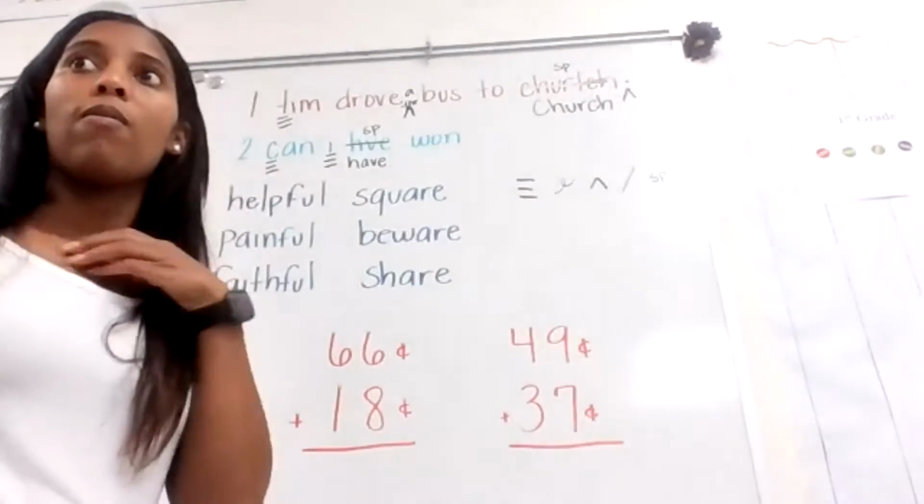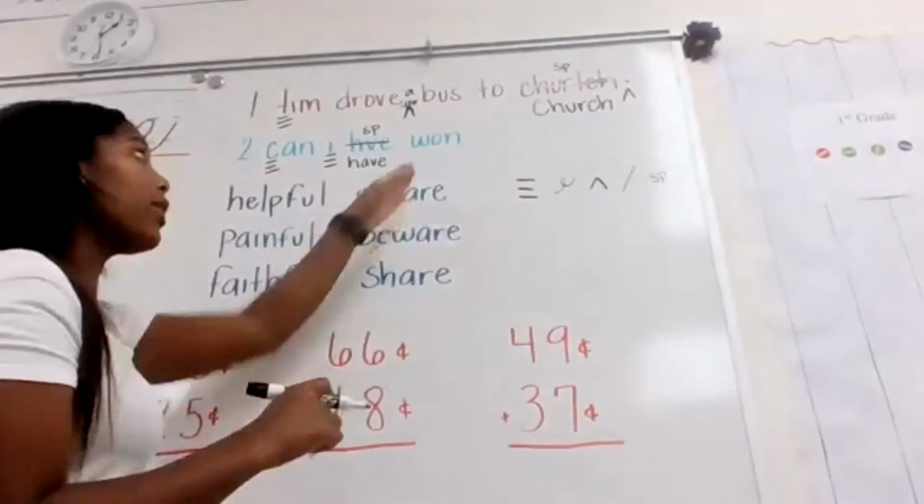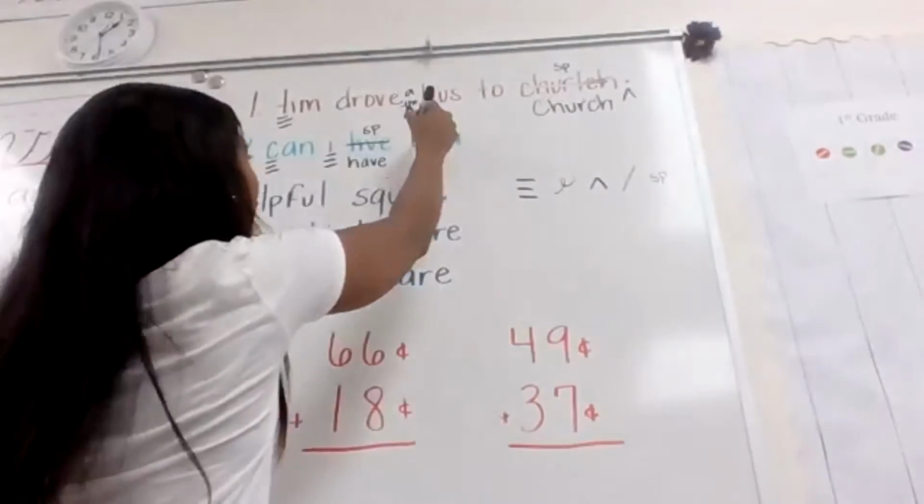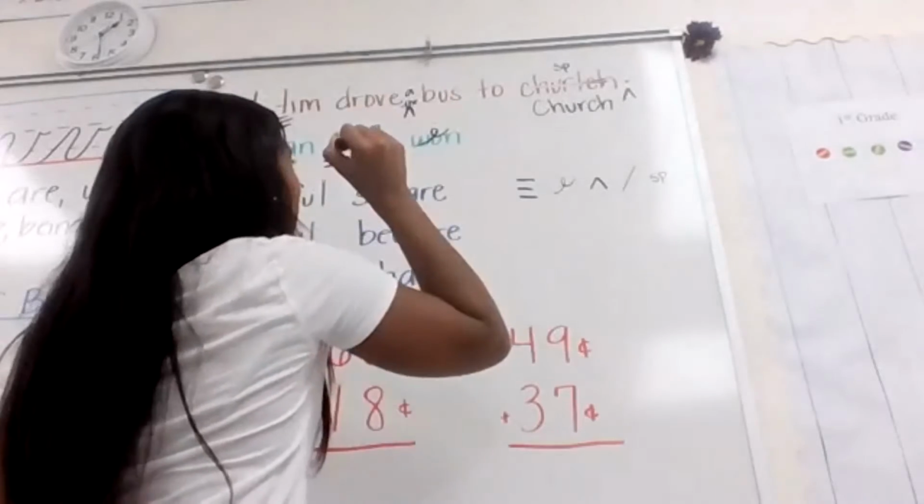One is not spelled right. Yes, this is the word one. It's just not the right one. So we need to delete this, take it out completely.